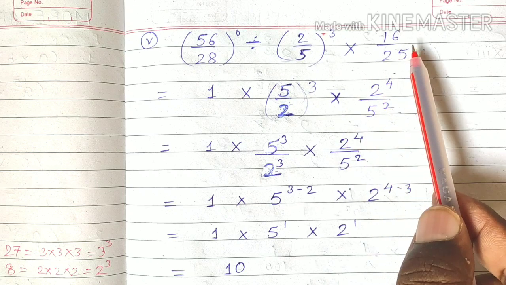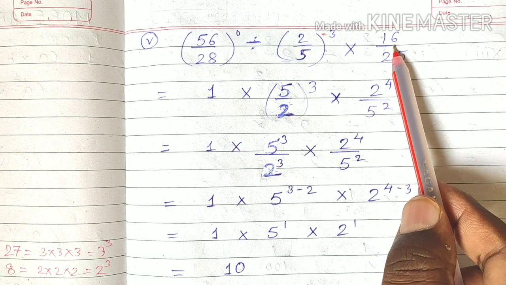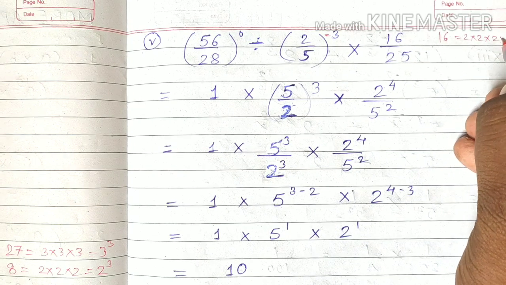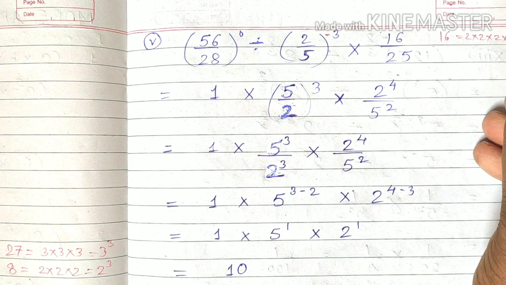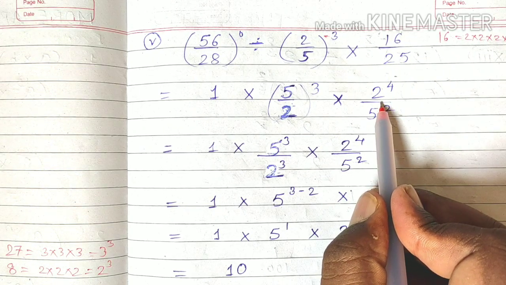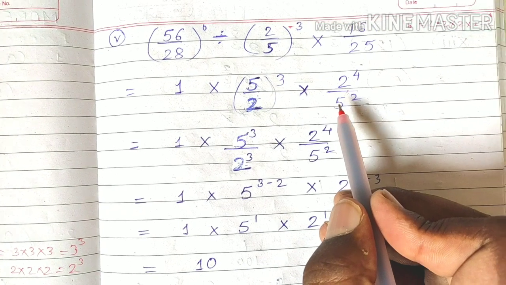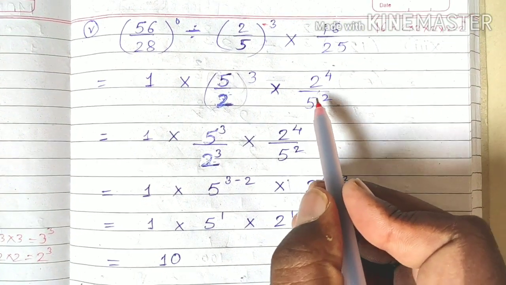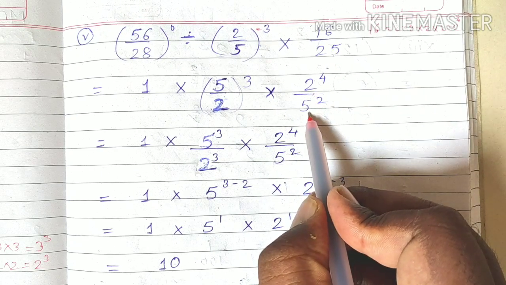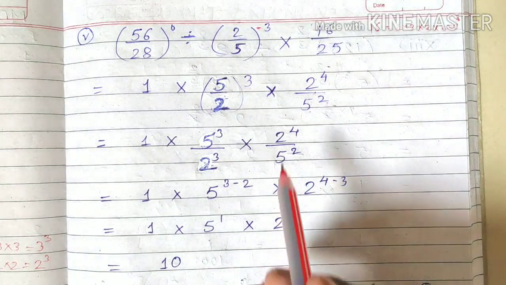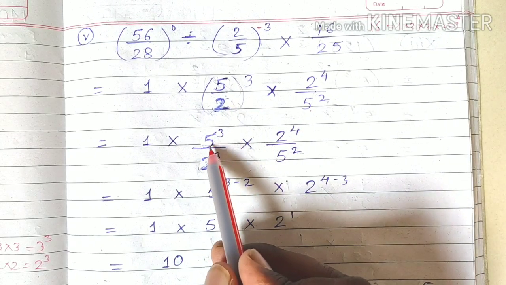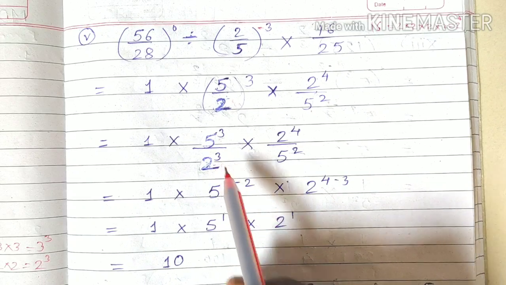Multiplied by 16. 16 can be written as 2 into 2 into 2 into 2. That means 2 raised to 4. So 16 can be represented by 2 raised to 4. Understood? And similarly 25. 25 means what? 5 into 5. That means 5 square. So this 3 is common for both numerator and denominator. So we separated this 5 raised to 3 and 2 raised to 3.